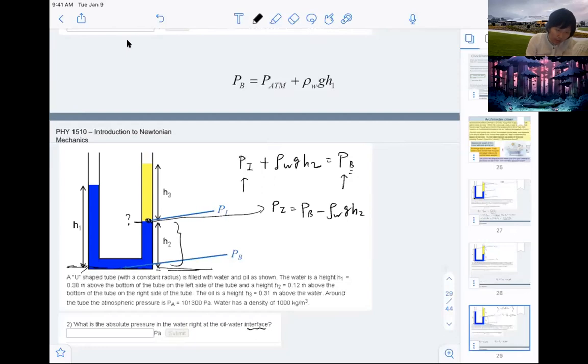Okay, and that is going to be 105,040 Pascal, which was the pressure at the bottom. And I can plug in all these numbers: 1,000 kilograms per meter cubed for the density of the water, times 9.8 for g, times H2, which is 0.12 meters. Okay, so overall you found this is going to be 103,848 Pascal. So for this one.